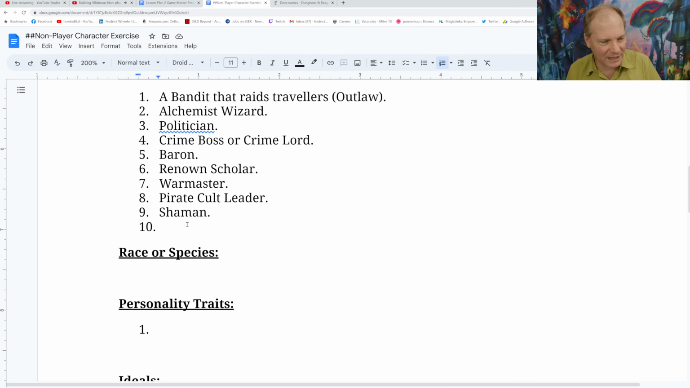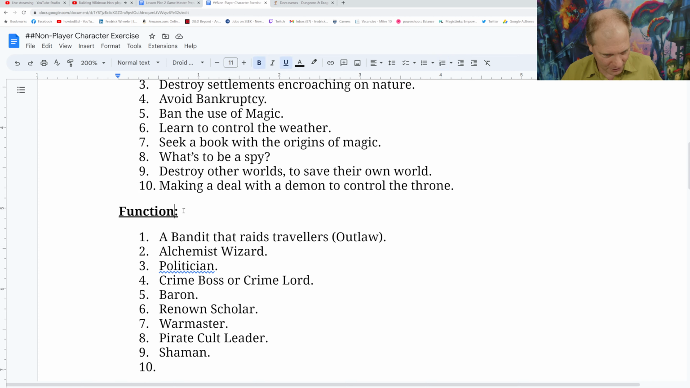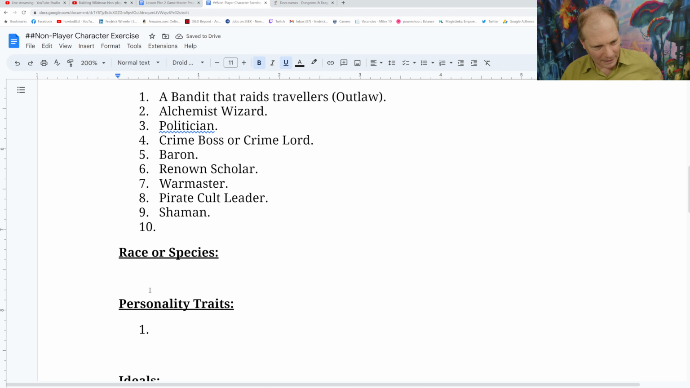So we've got almost 10 different things that they could have as a function. So their function or occupation. I'll write down occupation. I missed a C. There we go. Function, occupation. We kind of know what they're going to be doing. They are the villain, because it seems we're doing villains today. So that is number 10. Okay, it's the villain.